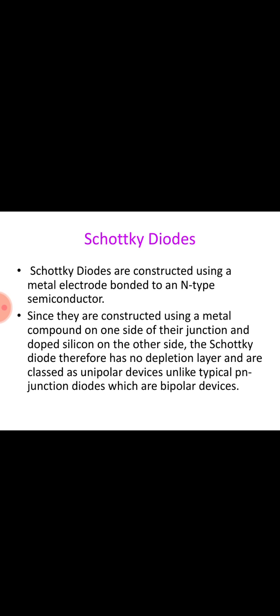Schottky diodes are often biased with a small DC forward current but can be used without bias also. The primary application of Schottky diodes is in frequency conversion of input signal. Since they are constructed using a metal component on one side of the junction and doped silicon on the other side, the Schottky diode has no depletion layer and is classified as a unipolar device, unlike the typical PN junction diode, which is called a bipolar device.